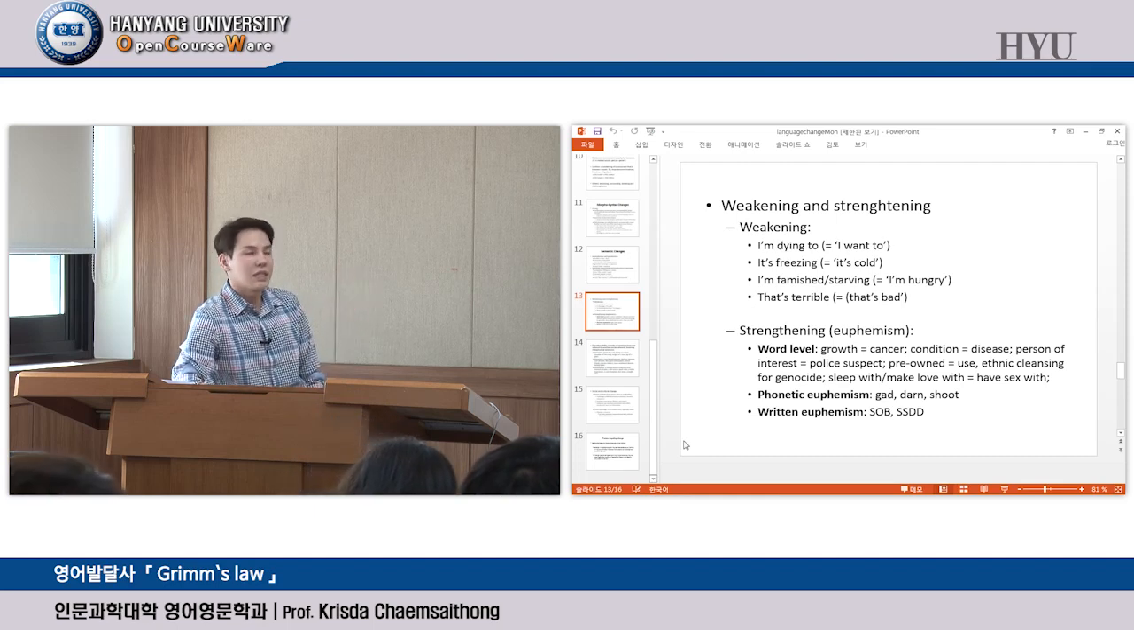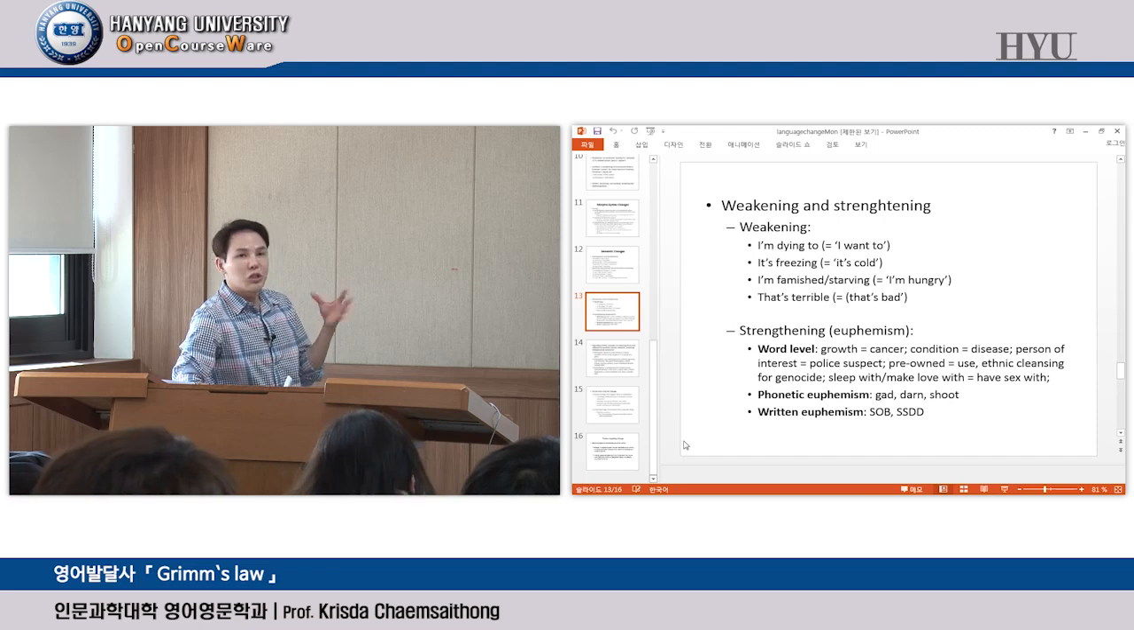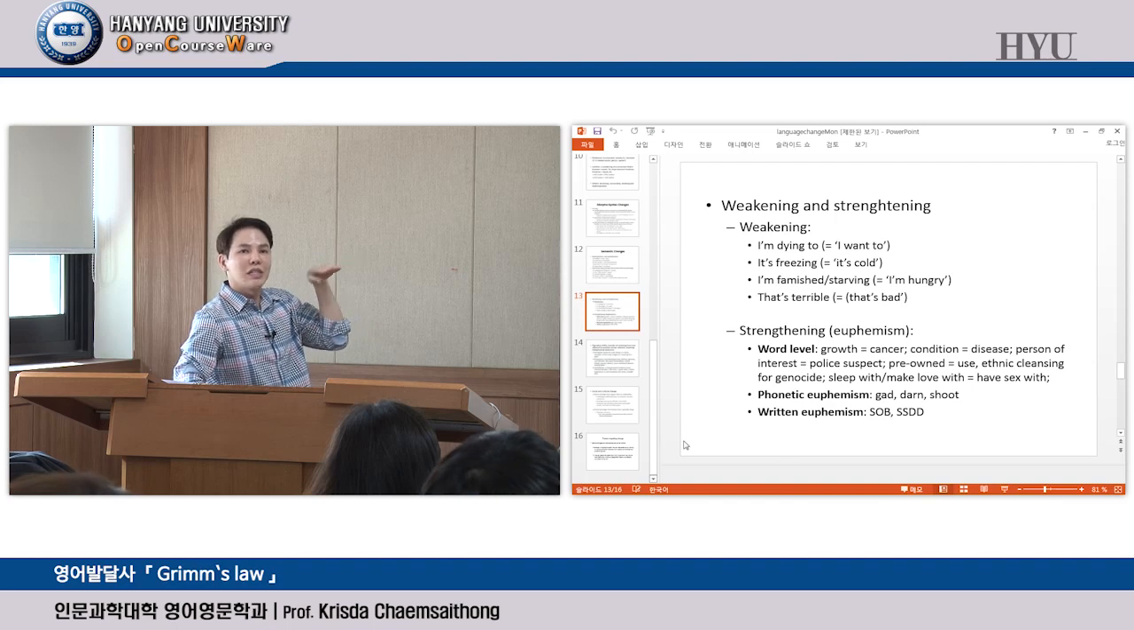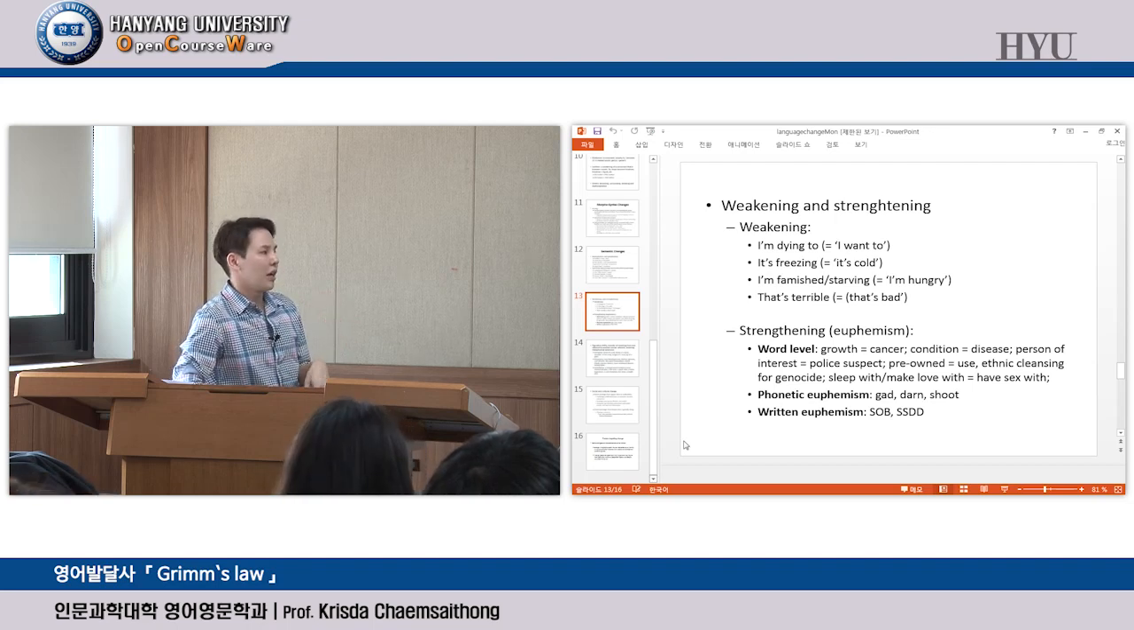To mean disease. Person of interest, not that they are so interested in you like that, but you are a suspect that they want to put in jail, or they want to investigate like that. So the meaning of interest is strengthened, is heightened, right? Pre-owned to mean used, right? Ethnic cleansing to mean genocide, meaning to kill that ethnic group like that. Cleansing is to clean, right?